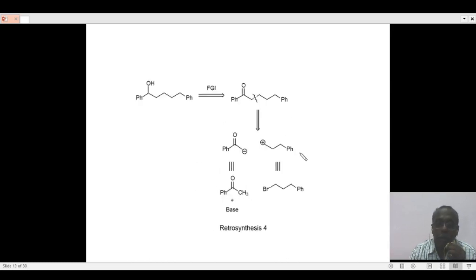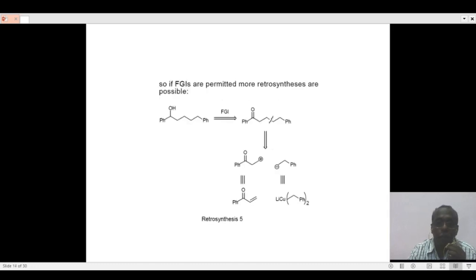Let us pass on to the fourth synthetic route. Here also we are going to break the second and third carbon. Here one equivalent molecule will be a ketone, and another equivalent molecule will be a halide. In the presence of base, it gives the target molecule.